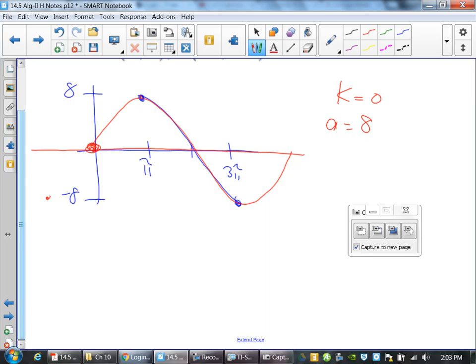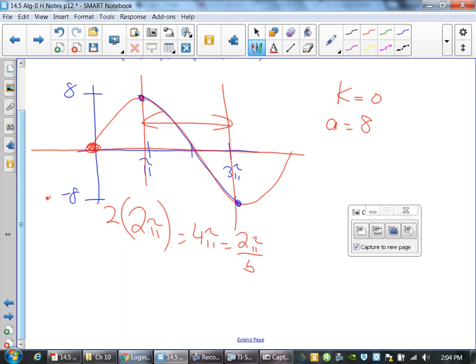All right. So I knew that my a value was 8. All I have left now to figure out is the period. So how far was it horizontally from here to here? 2 pi. So I take 2 pi, and what do you do to that? Double it, and you get 4 pi. And what do I do to figure out what's my value of b? 1/2. My b value is 1/2.